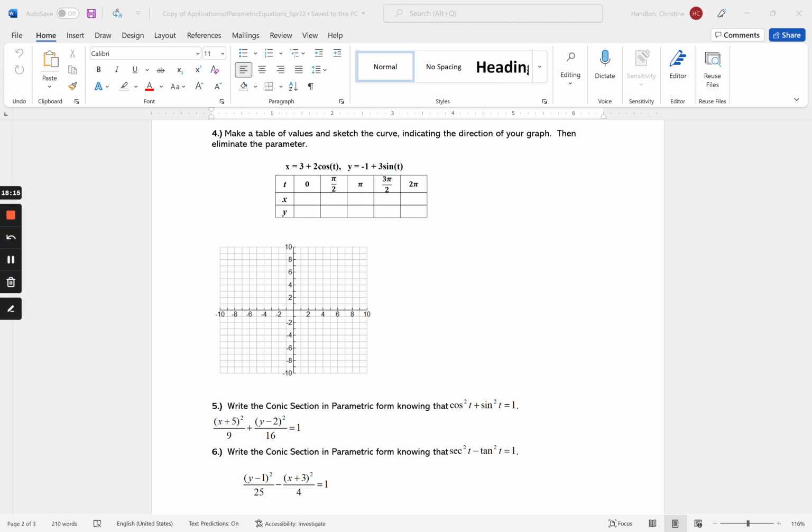Okay, so let's move on to the next problem. So here now we have a problem that looks like section 9.1. We have x equals 3 plus 2 times cosine of t and y equals negative 1 plus 3 sine of t. Now, this looks exactly like the problems that you practice in 9-1. The only difference is that this time you have problems that involve trig equations, okay?